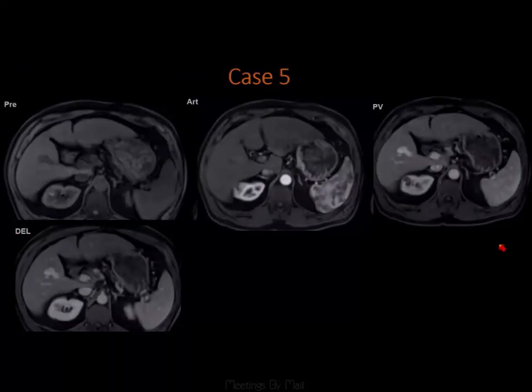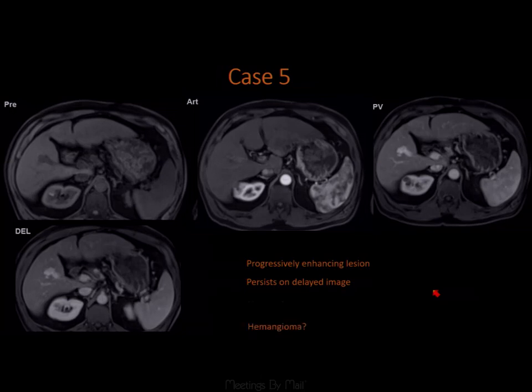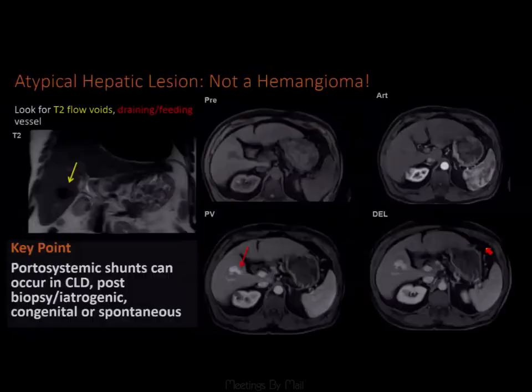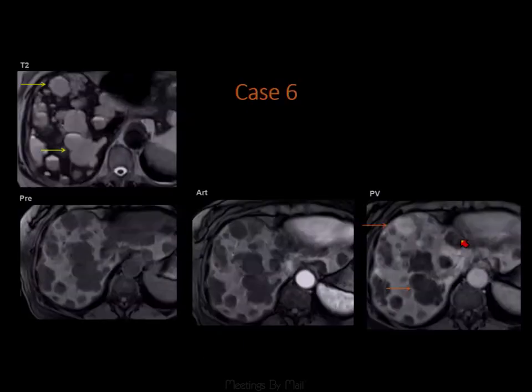All right, case number 5, we have a T1 hypointense lesion. It's progressively enhancing and persists on delayed imaging. Maybe we're thinking this could be a flash-filling hemangioma. You want to check your T2s, and instead of it being T2 bright, this was T2 dark with flow voids. This was actually a portosystemic shunt. It can occur in chronic liver disease, post-biopsy, or can be congenital or spontaneous.